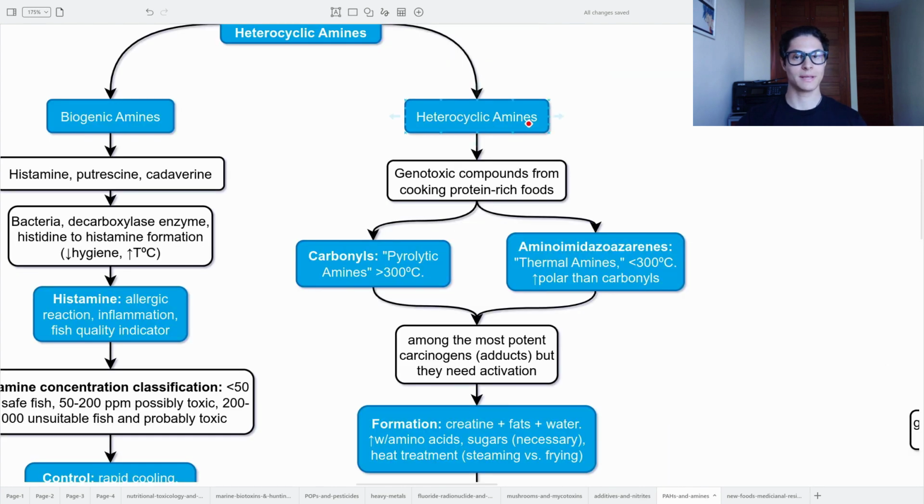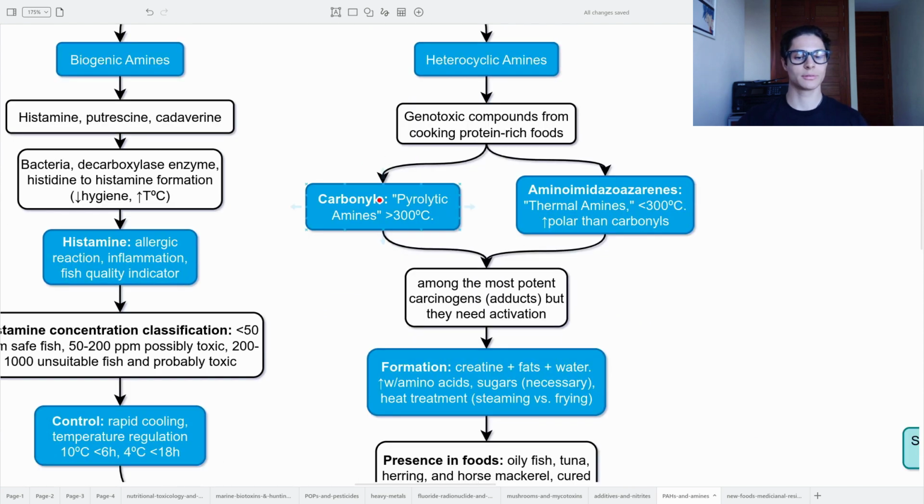The heterocyclic amines, on the other hand, are genotoxic compounds from cooking protein-rich foods. Here we have the carbolines and the aminoimidazoazarenes. The carbolines are also called pyrolytic amines, and they are created at more than 300 degrees Celsius. The aminoimidazoazarenes are also called thermal amines. So we have pyrolytic and thermal amines, and these are created at temperatures lower than 300 degrees Celsius, and they have a higher polarity than carbolines.